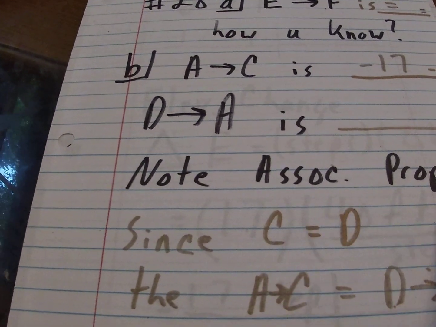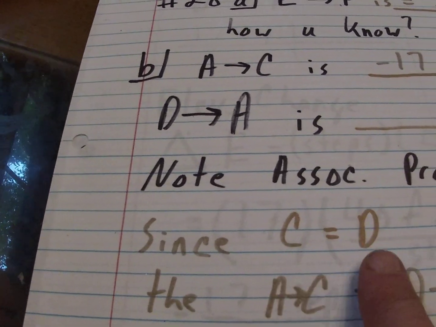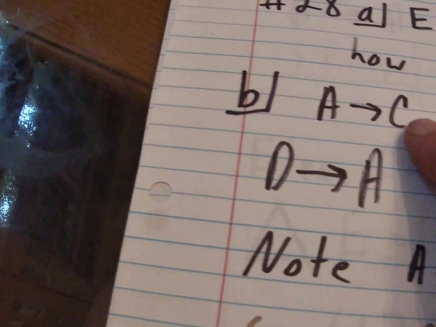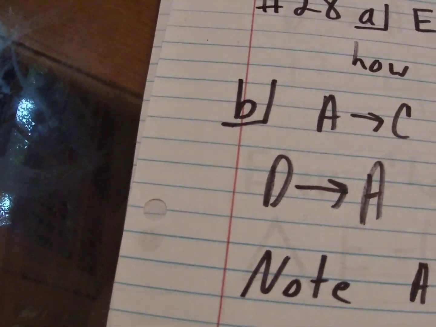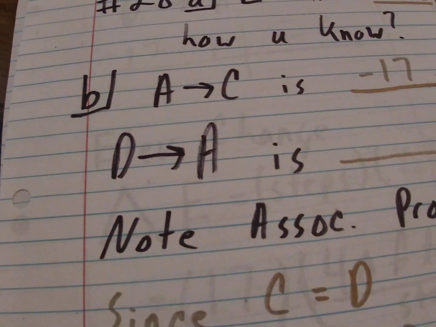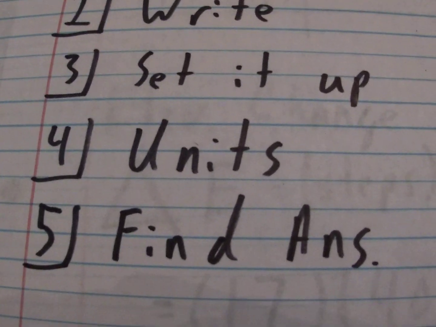did you notice the associative property? Since C was equal to D, A to C and D back to A, they were the same elevation change, right? Anyway, that was the associative property in action, back from chapter 1. Okay, and so now the last thing on our sheet, we've set it up. We've actually gone all the way through it.